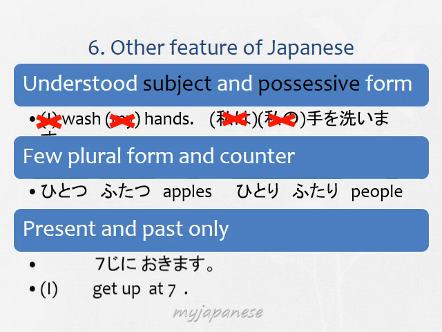For example, if you say 7時に起きます, which means I get up at 7. This sentence is considered as present tense. If you add 明日 meaning tomorrow to the same sentence and say 明日7時に起きます, I will get up at 7 tomorrow. This sentence will be considered as future tense.